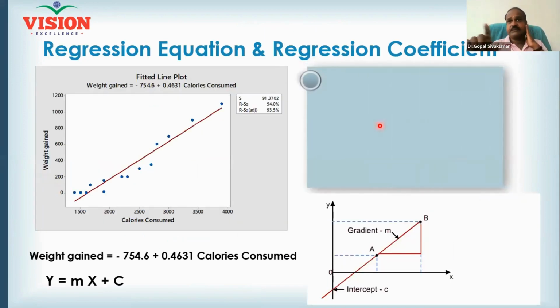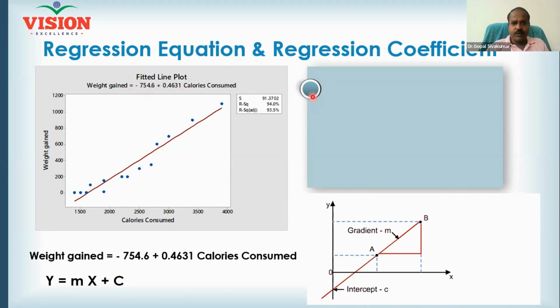And now let us take a case. There is an equation here. You all can see weight gain equals minus 754.6 plus 0.4631 calories consumed. What is the predictor here? Calorie consumption is the predictor. You consume more calories, what will happen to your weight? More weight. That is what you are seeing here in the graph, in the regression line. See here, the line is moving upward, right? And moreover, the complete equation is derived. I can even teach you how to derive this equation.